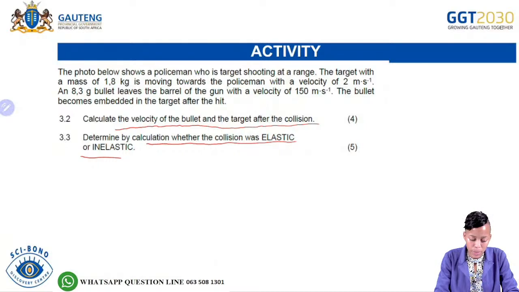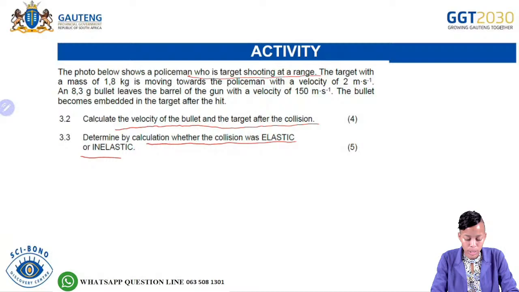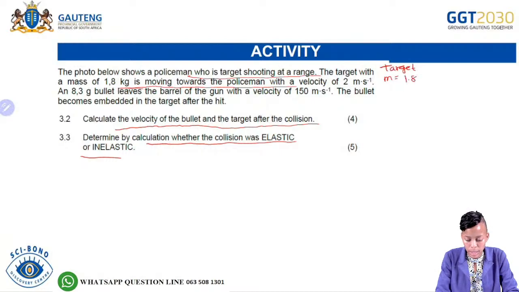So let us continue. It says the photo below shows a policeman who is target shooting at a range. Okay, we saw that previously. Then it says the target with a mass of 1.8 kilograms is moving towards the policeman. So we said that would be our mass for the target, 1.8 kilograms. And this target is moving with an initial velocity of 2 meters per second.